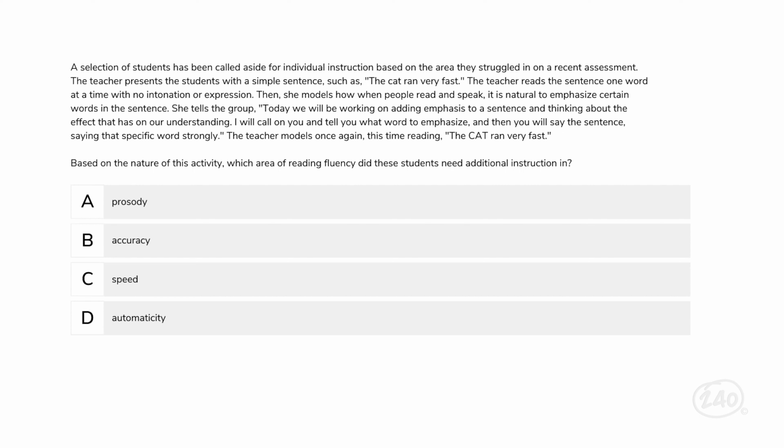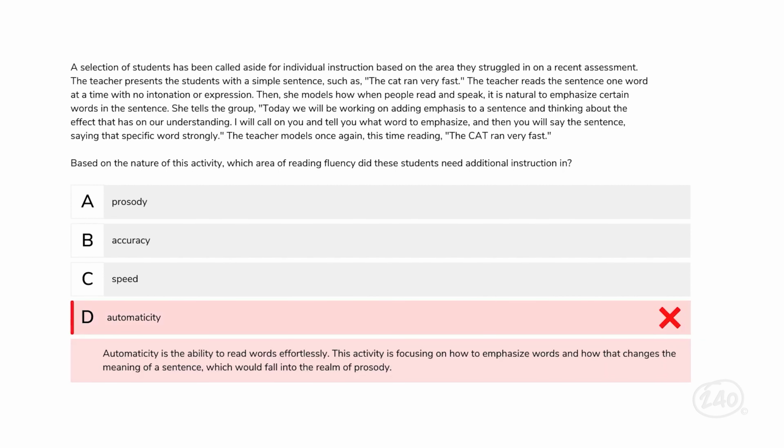I will call on you and tell you what word to emphasize, and then you will say the sentence saying that specific word strongly." The teacher models once again, this time reading, "The cat ran very fast." Based on the nature of this activity, which area of reading fluency did the students need additional instruction in? Prosody, accuracy, speed, automaticity. Did you think I was going to show you a question about automaticity since I called it out earlier? Not this time.